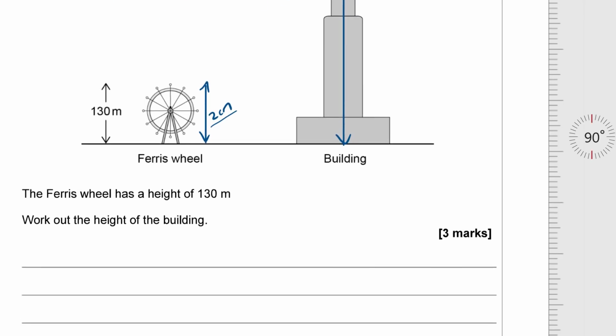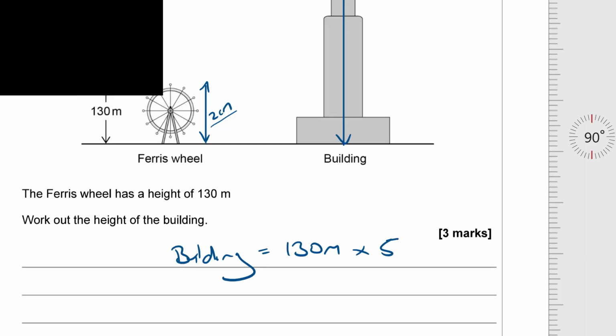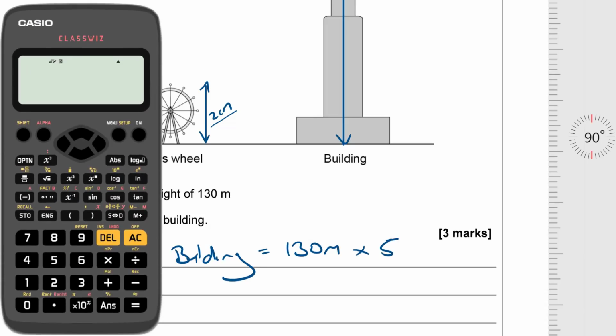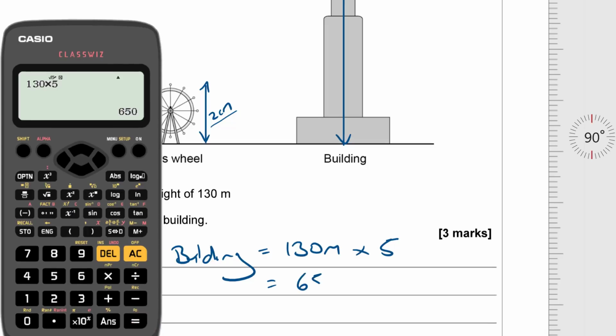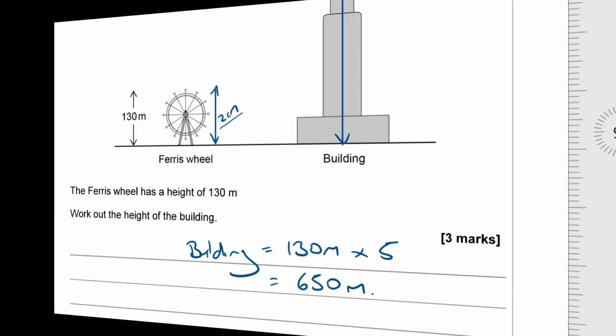Now we're told that the Ferris wheel is 130, so then the height of the building is going to be the height of the Ferris wheel, which is 130 meters, times a scale factor of 5. So tapping that into my calculator, I should get 130 times 5, 650 meters tall. 650 meters.